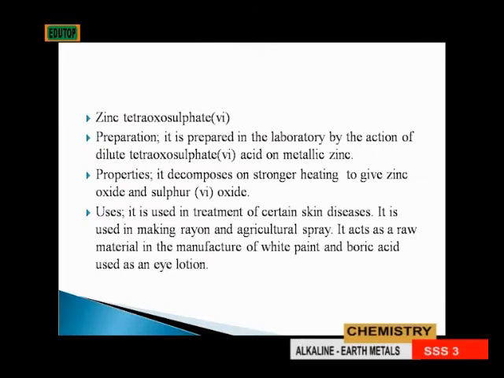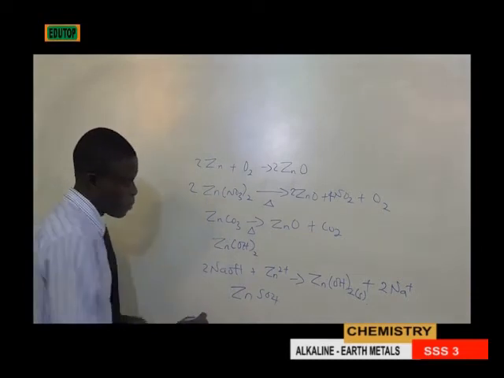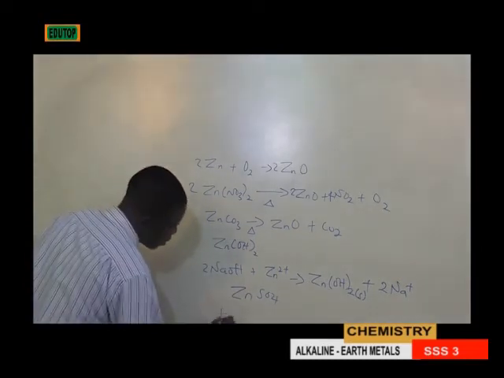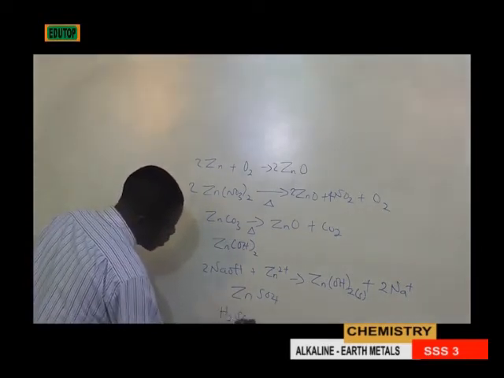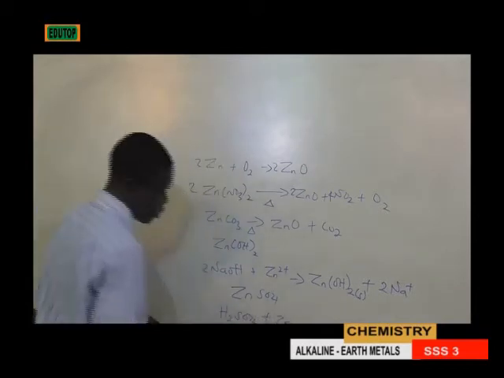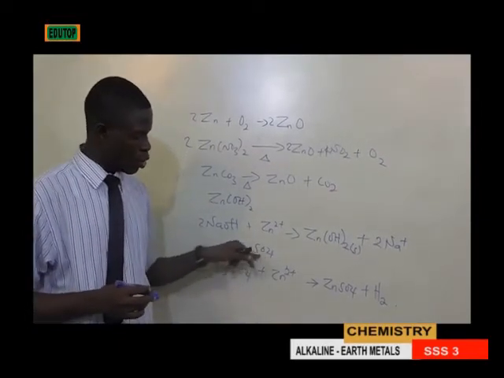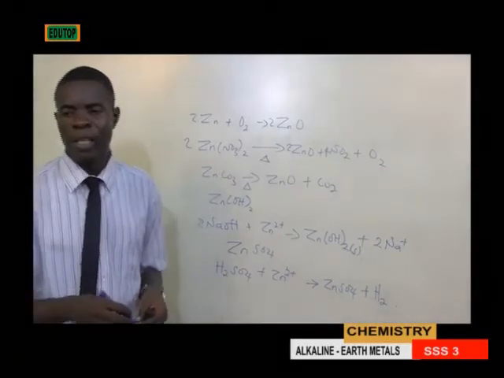Zinc sulfate salt preparation. It is prepared in the laboratory by the action of dilute sulfuric acid on zinc metal. We are talking about zinc sulfate salt. It is established that it is prepared by the action of sulfuric acid on zinc salts. So that is how zinc sulfate is prepared.